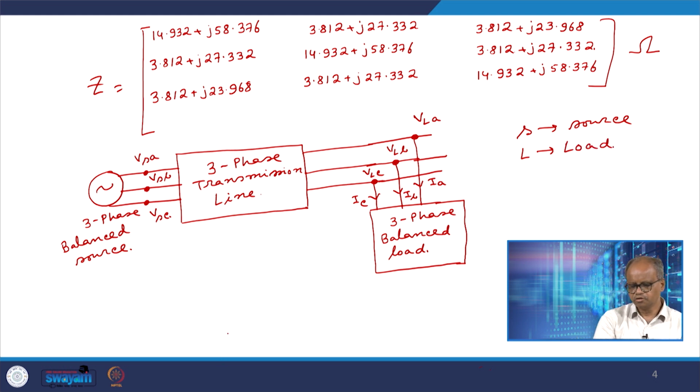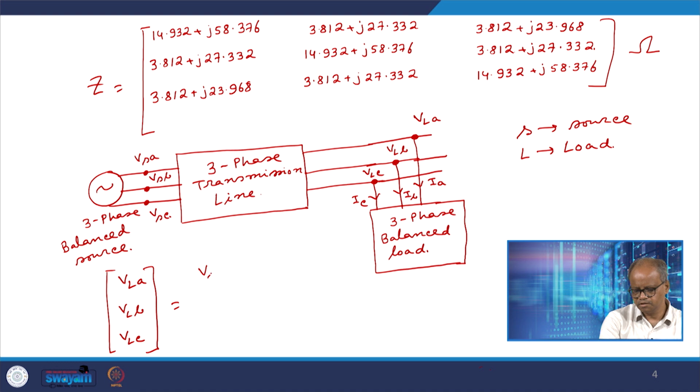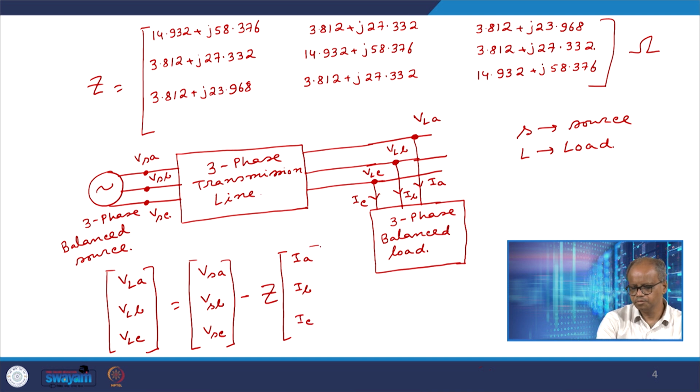So, clearly I can write down that VLA, VLB, VLC would be given by the source voltage, that is VSA, VSB, VSC, minus this Z matrix into IA, IB, IC. So, that would be the load voltage.